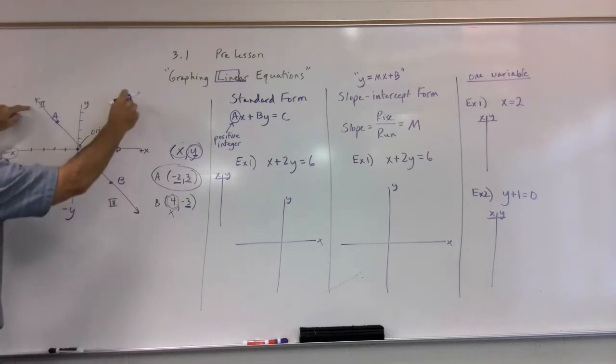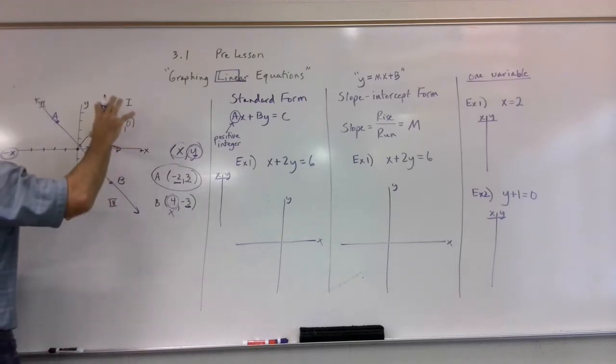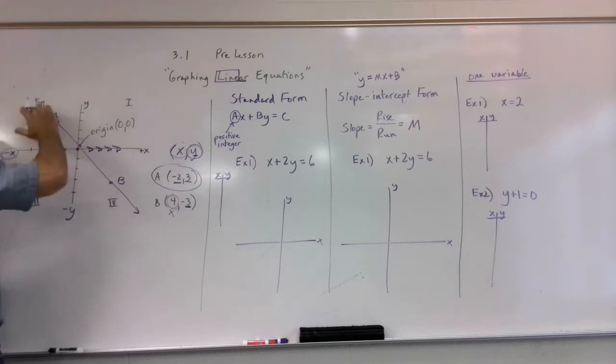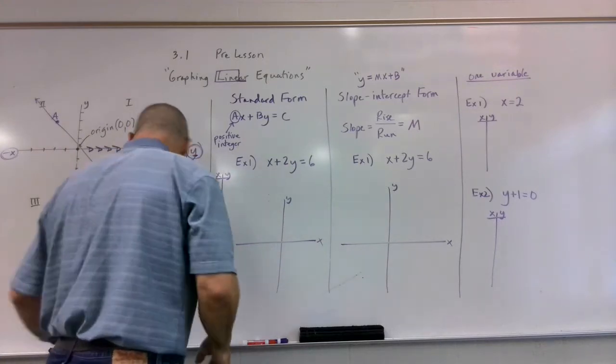And look at the quadrants. 1, 2, 3, 4. We'll talk about quadrants every now and then. So it starts here, and then it goes counterclockwise. So with that in mind, there's your little review. And now we're going to get into some more details.